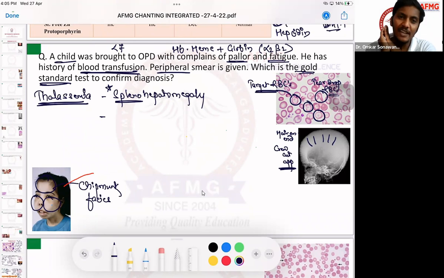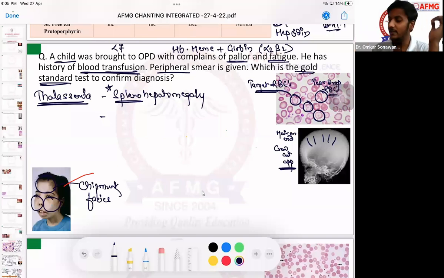HbF is a fetal hemoglobin, guys. It usually takes off from 14 weeks of intrauterine life. Before that, we have embryonic hemoglobins, and there are 3 embryonic hemoglobins. First is Gower 1, second is Gower 2, and third is Portland hemoglobin. Again, the first to appear is Gower 1, second is Gower 2, and third is Portland hemoglobin, right?